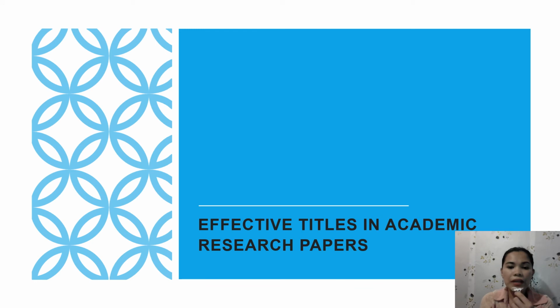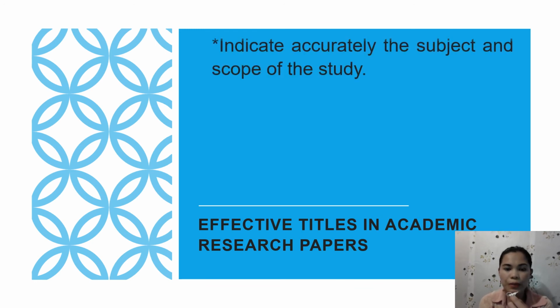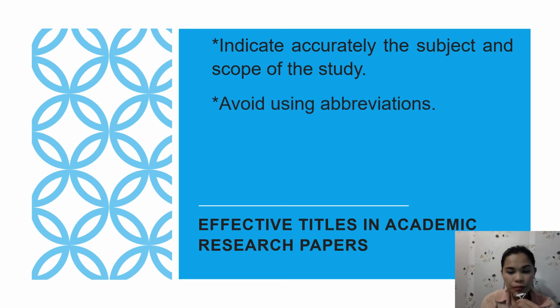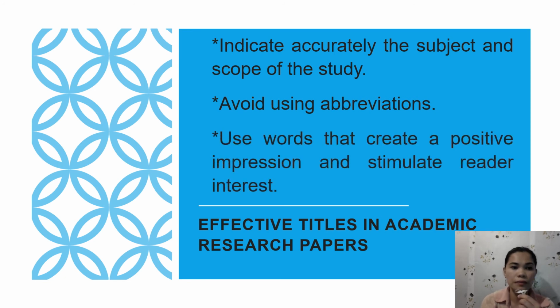Next, effective titles in academic research papers indicate accurately the subject and scope of the study. Yes, you have to mention the scope and the subject of the study, your respondents, okay? Avoid using abbreviations. No abbreviations in your title. Then use words that create a positive impression and stimulate reader interest.